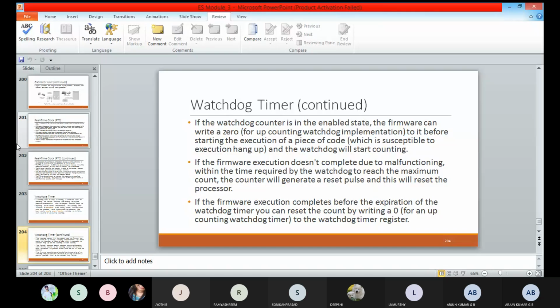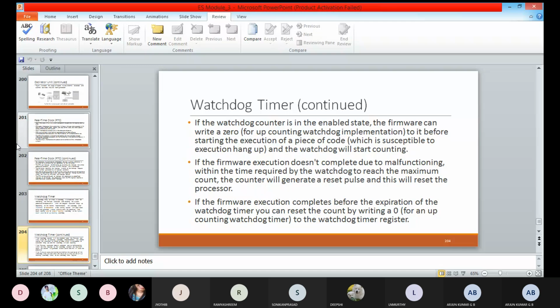Okay, that's up counting. For this condition, the up counting watchdog will be implemented for each and every execution stage, and it will start counting. Suppose the software execution does not complete within the time required by the watchdog to reach the maximum count, then the counter will generate reset pulses, and this will reset the processor.